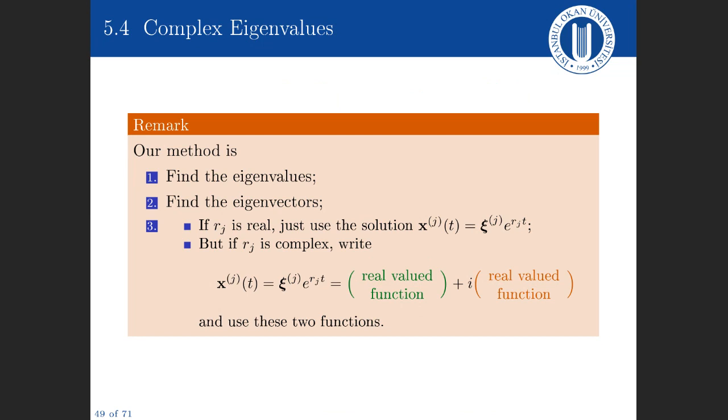Let's recap our method. Our method is this. We need to find the eigenvalues and we need to find eigenvectors. If the eigenvalue is real, then the solution that we want to use is eigenvector times e to the power eigenvalue t. If the eigenvalue is complex, then we want to write our solution as a real valued function plus i times a real valued function. And then instead of using x, we use these two functions, this green function and this orange function.